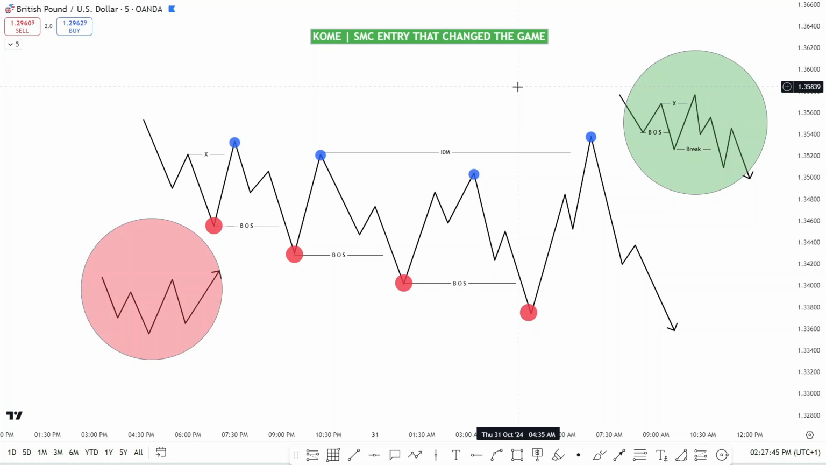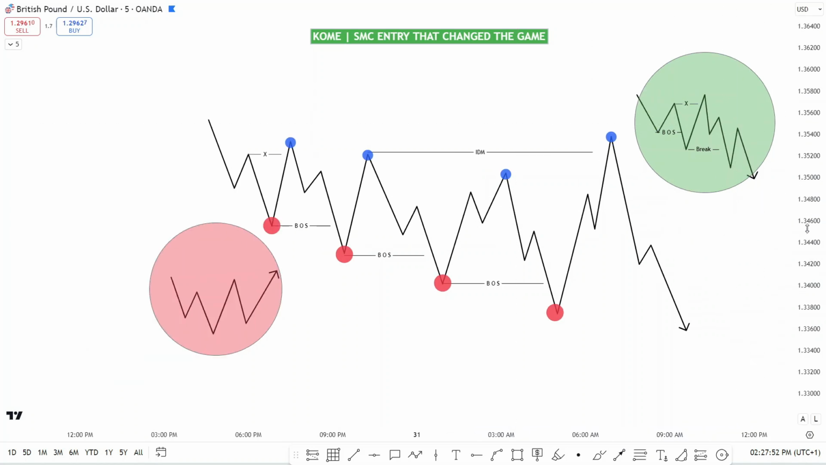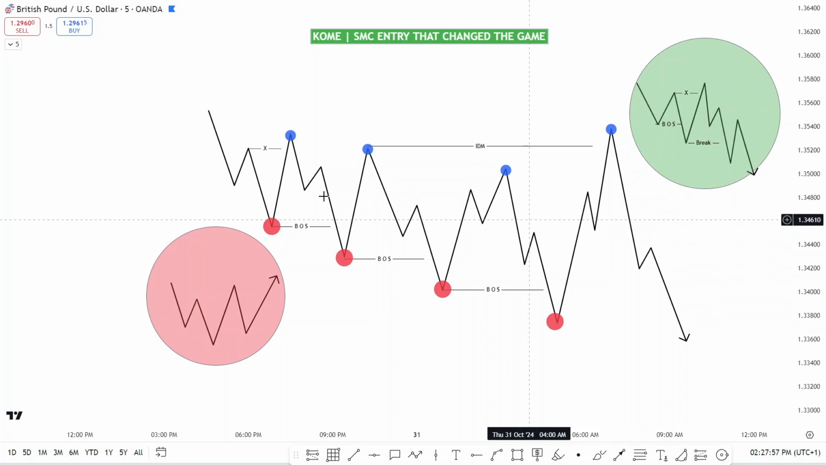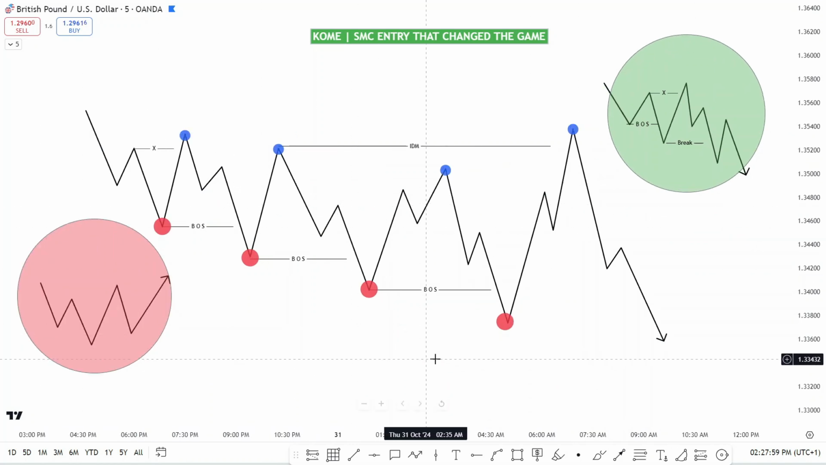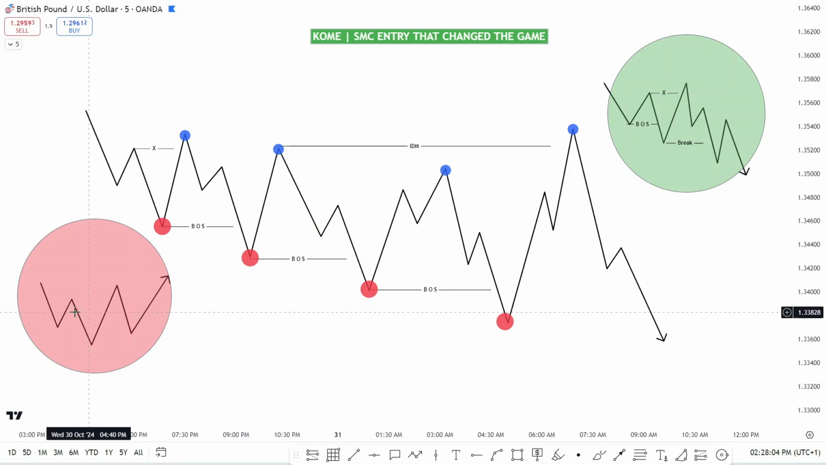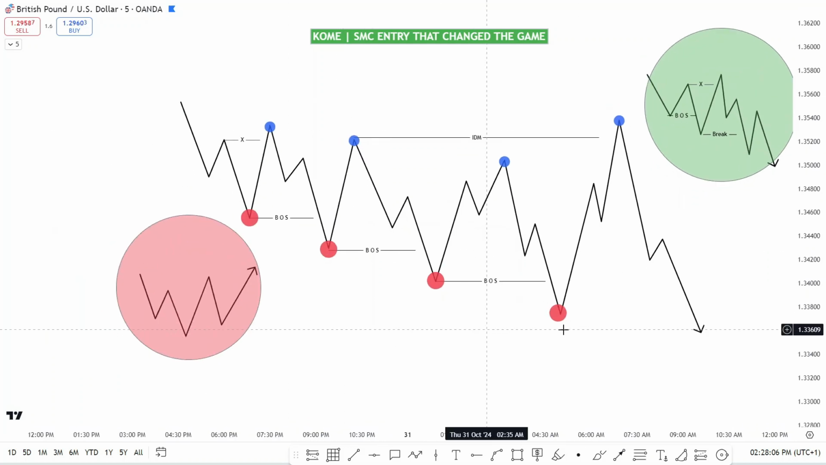The moment I understood this simple SMC entry, I became very profitable. This is what I want to teach you in this video. Hey, it's Kome here. Today I want to show you how to enter using the smart money entry method. We're going to be using the higher time frame and lower time frame. First, let's use the diagram and let me explain to you.